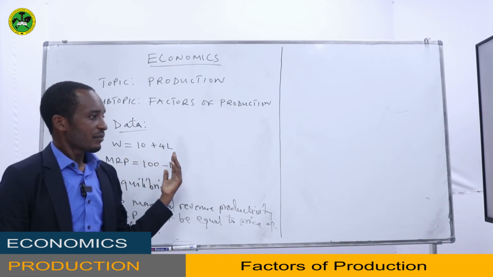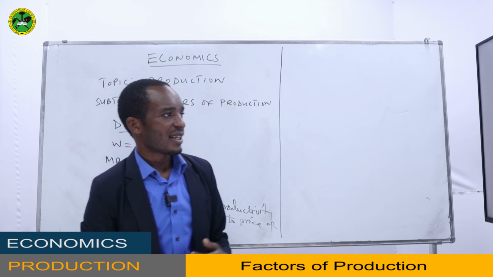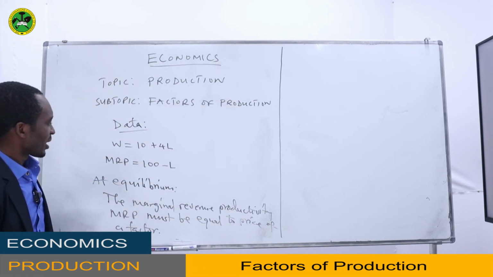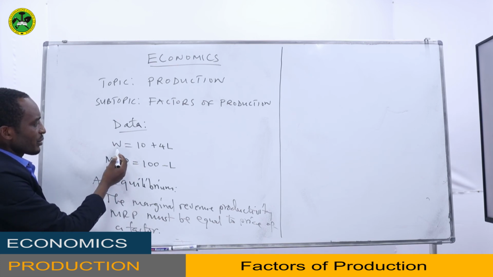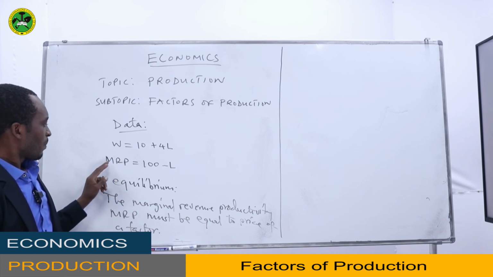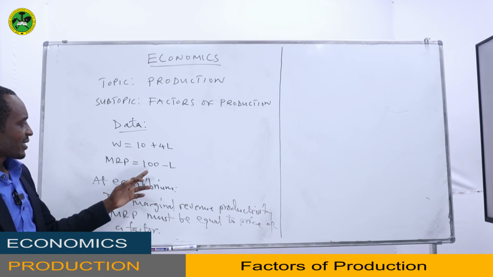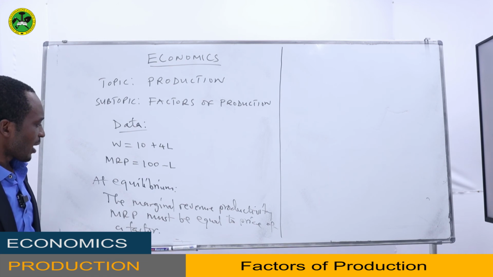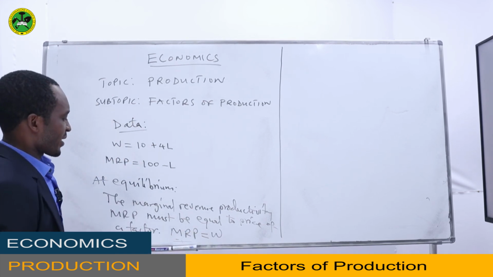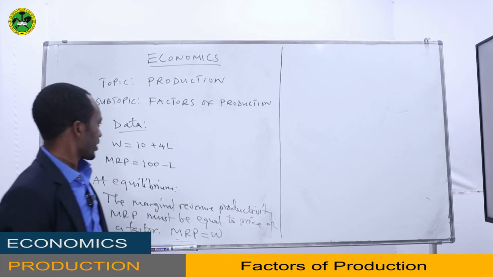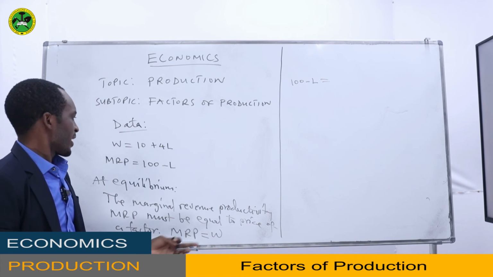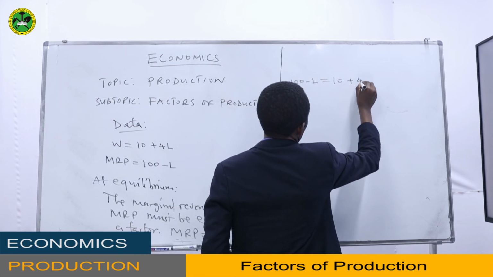So in this case, from our question, the factor we are given is labor, and the price of labor is wage. So the wage, or the price of a worker, is given by this function, which is 10 plus 4L, and the marginal revenue productivity of that labor is 100 minus L. So at equilibrium, it means MRP should be equal to wage. So you will equate these two equations. The MRP will be 100 minus L, which will be equal to wage. The wage here is 10 plus 4L.